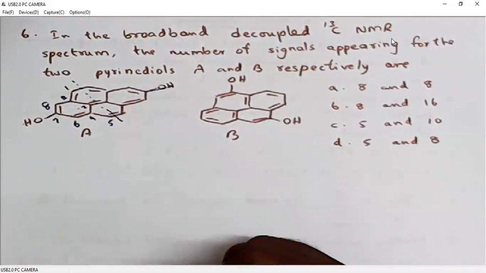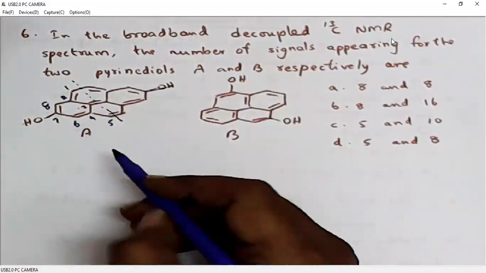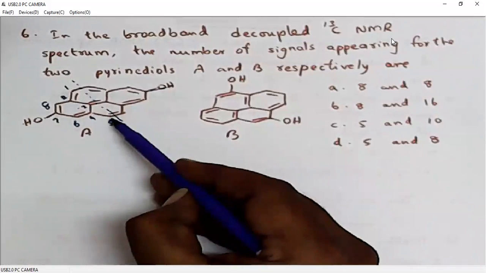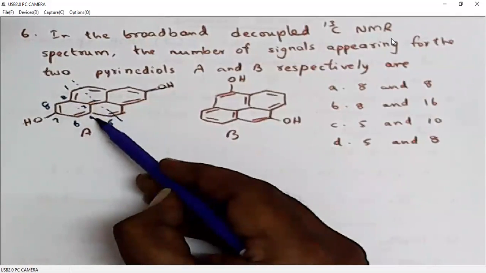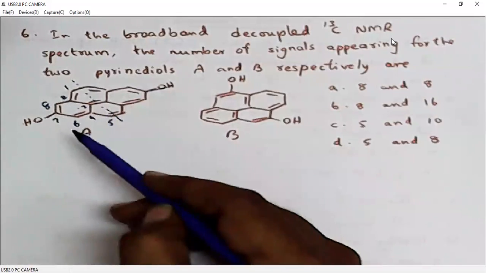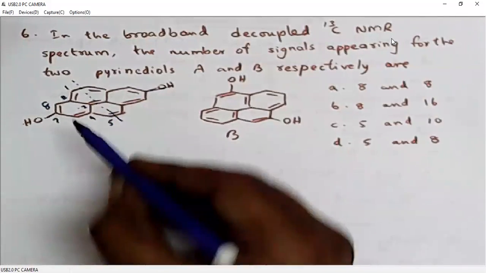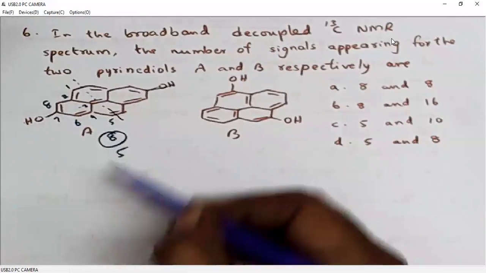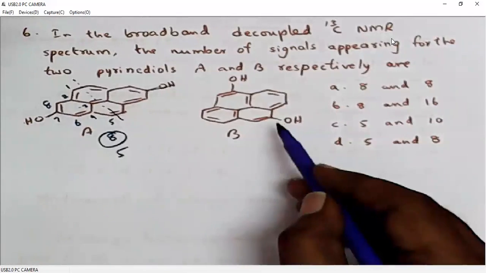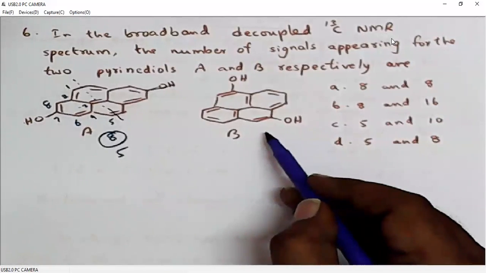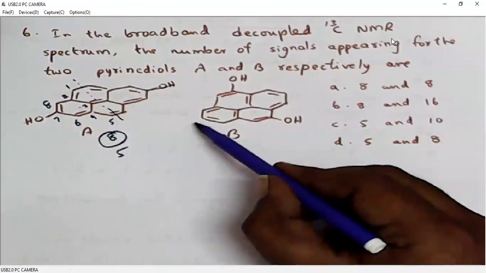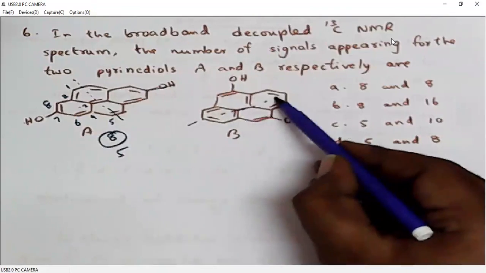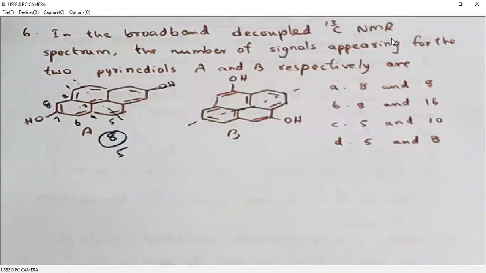There is also another possibility. We don't get 8 signals because 1 and 5 are chemically equivalent, 2 and 4 are chemically equivalent, 8 and 6 are also chemically equivalent. Because we are getting 3 chemically equivalent pairs, instead of 8 we will get only 5 signals. But here, see, it is also chemically equivalent when we take the axis like this. So it gives only 8 signals here.